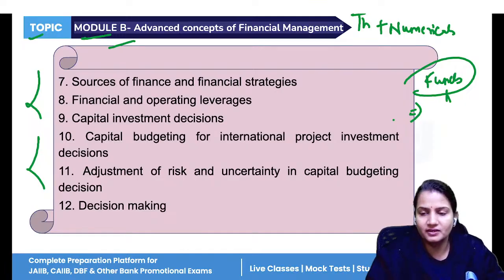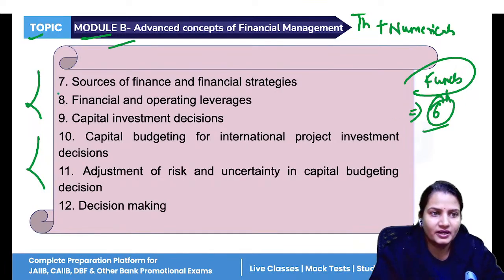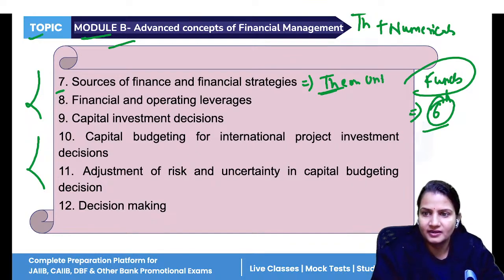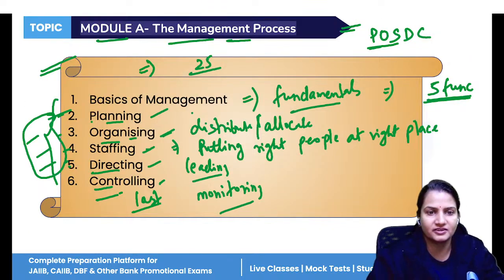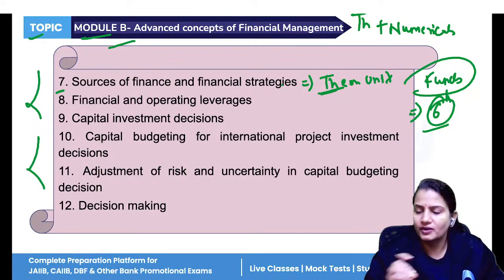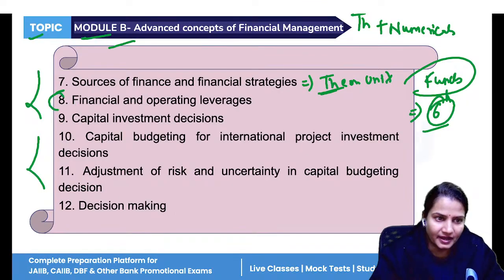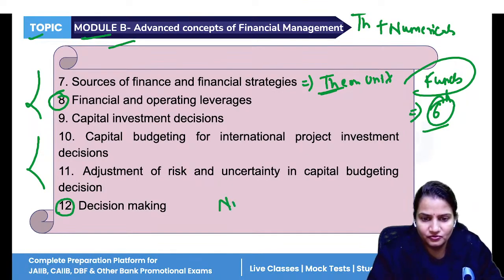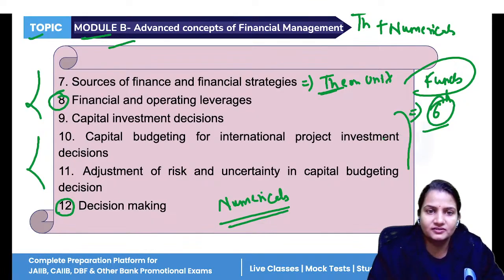So again in module B, 6 units are there. Unit number 7 is an entirely theory unit. Theory unit means, just like in basics of management we have different theories and approaches, similarly in unit number 7, it is all about the theoretical aspect of finance. That is, what is finance, from where you can arrange funds. And from unit number 8 till unit number 12, you have to face numericals. More and more questions this time were asked from your numerical part. The weightage was very high, so accordingly we will prepare.